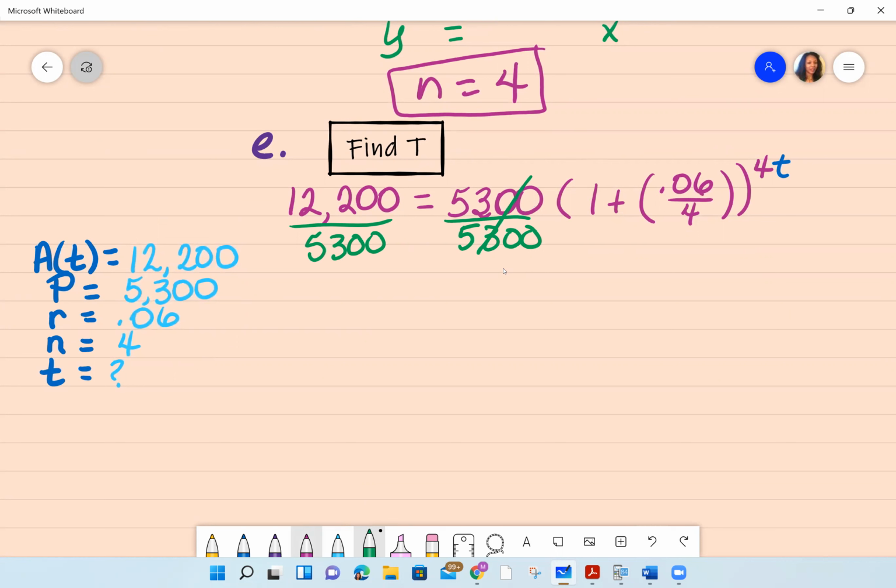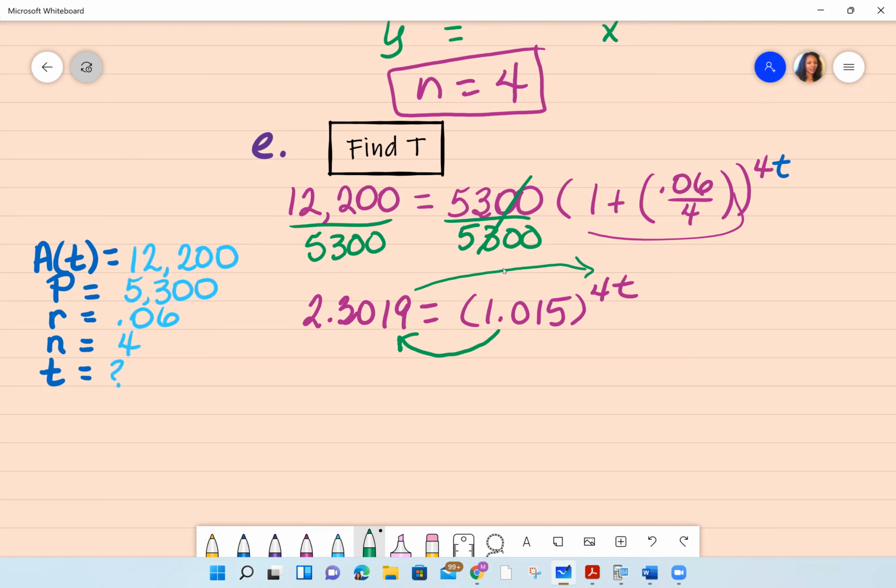We already know that once we simplify over here, that's 2.3019. And now if we simplify this part, that's going to give us 1.015, and that's raised to the 4t power. So now at this point, you want to rewrite this as a log. I'm going to take this side, go over and come back. The base of my exponent is the same as the base of my log. So log base 1.015 of my value is 2.3019, and it's set equal to 4t. Well, t is not by itself, so that means I have to divide both sides by 4.